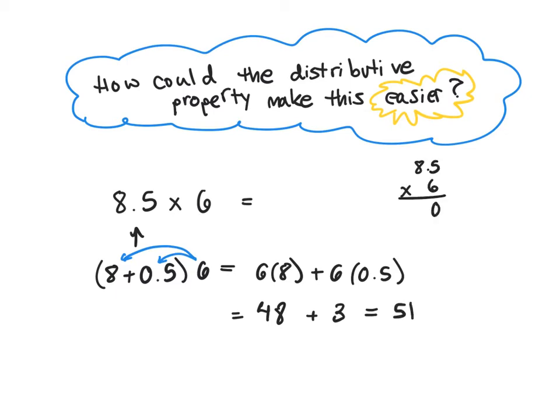Could I have done it the old way? Sure thing, no problem. In fact, that's one way to check my work, right? The distributive property, though, may simplify things, and it may even make it so you can do math like this in your head. Let's try another one.